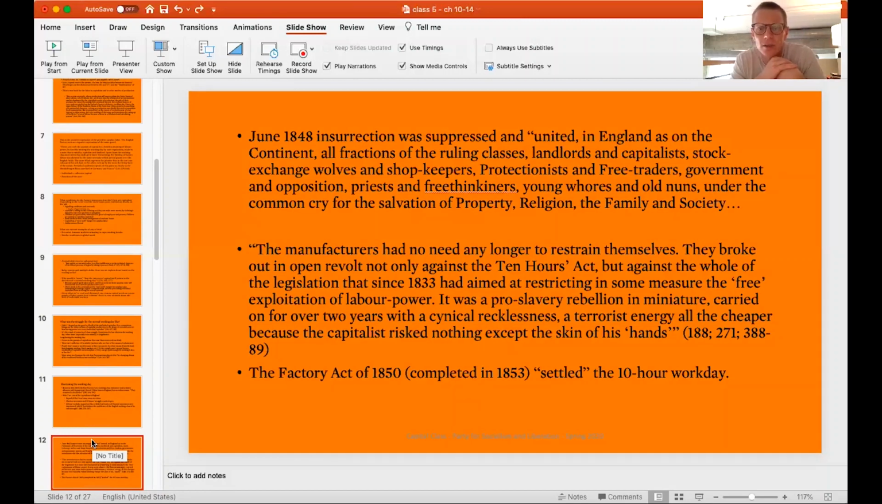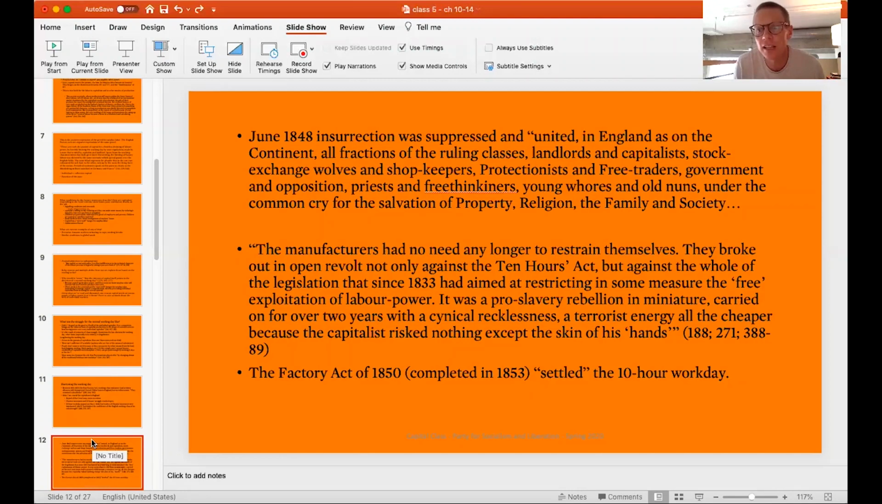And then also other ideological trends that may be pulled in the working class direction at one point and away from it at another, in terms of those who, priests and free thinkers, right? Government opposition. And as a result, there was a counter-revolution.